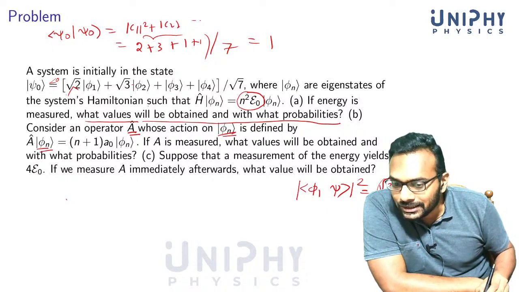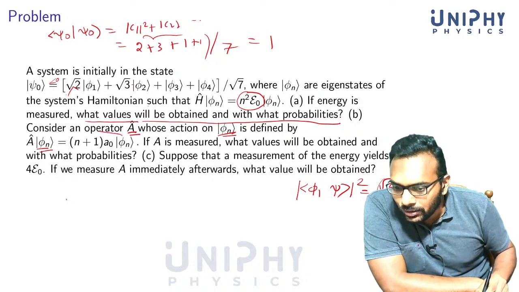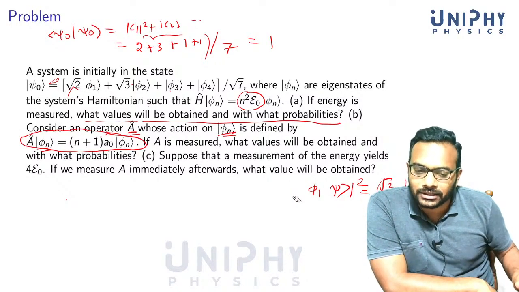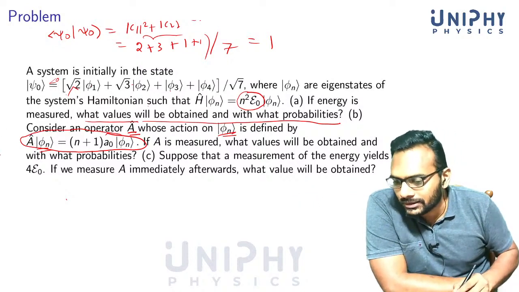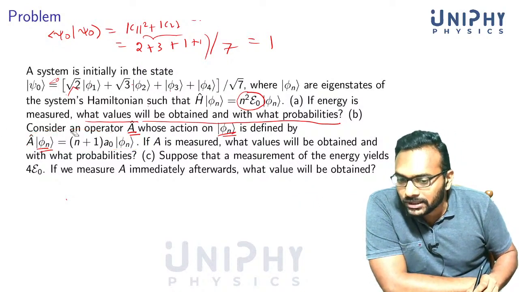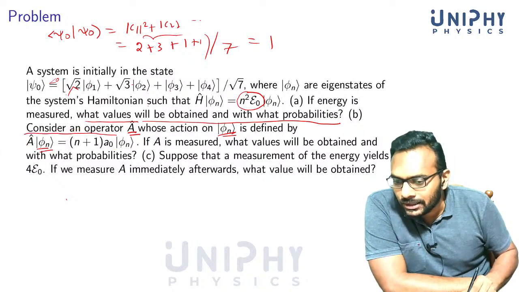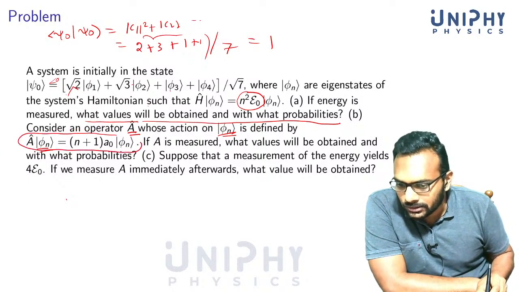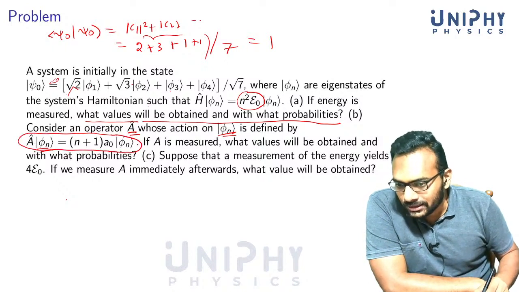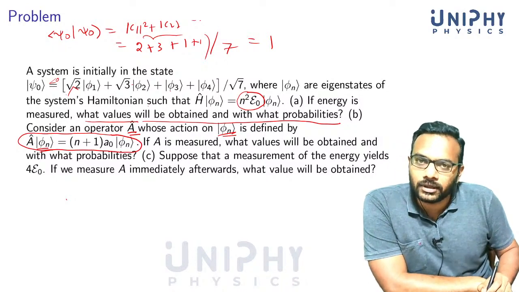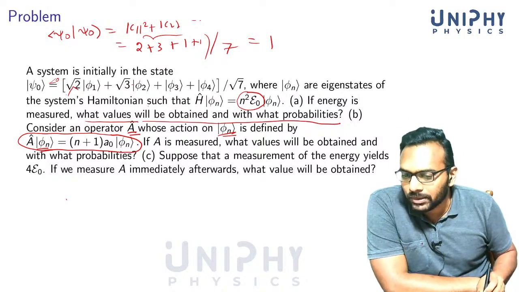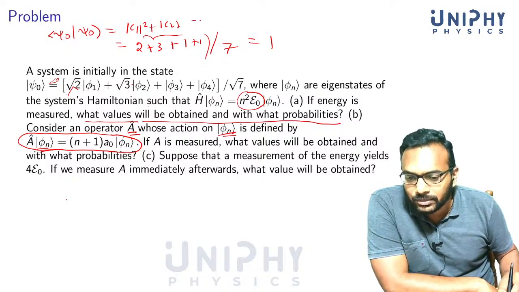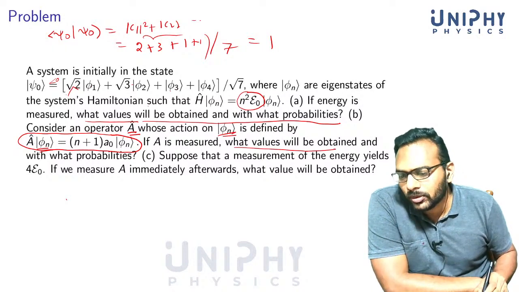We see that these phi n are also eigenvectors of the operator A. The eigenvalues are different. You see that A phi n is equal to (n plus 1) A 0 phi n. So there's another operator of which phi 1, phi 2, phi 3, phi 4 are also eigenvectors, and the eigenvalue equation is given like this: A phi n is equal to (n plus 1) A 0 phi n. If A is measured, what values will be obtained and with what probabilities?